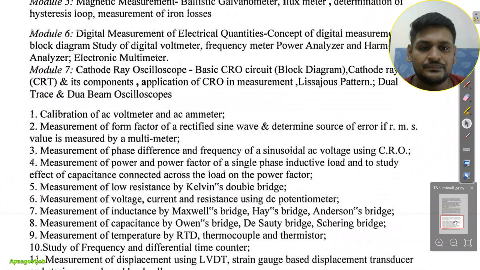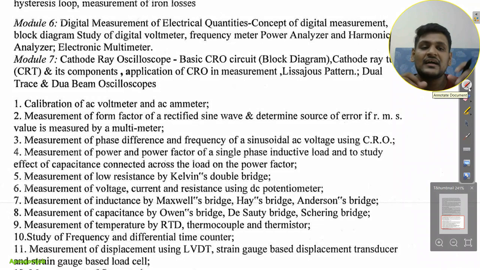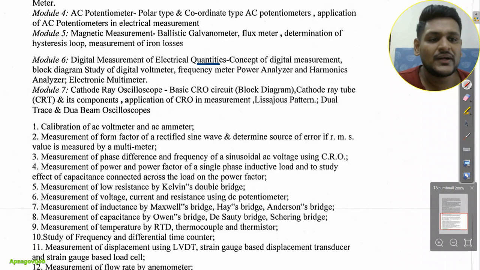So next is digital measurement of electrical quantities. Here we have the concept of digital measurement. Okay, you can do a block diagram study of the digital voltmeter. Basic block diagram is there, just go through that. Frequency meter, power analyzer, harmonics analyzer, electronic multimeter. So I hope you studied already. CRO. Short, short questions you will get from CRO.